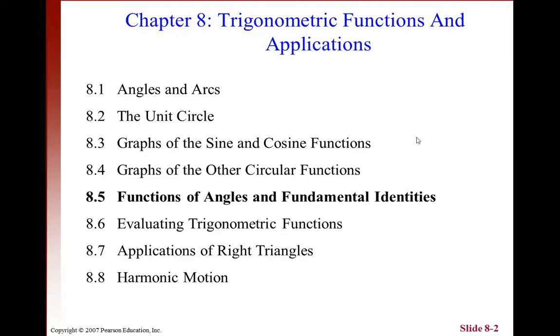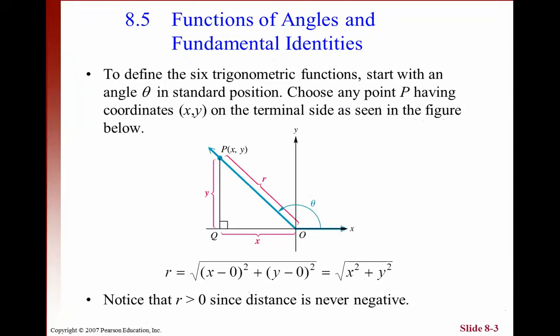Okay, this is section 8.5, functions of angles and some fundamental identities. So we're going to define an angle like this, where it's a point in space that creates an x and a y point. That's our point in space. And if we put that on our coordinate plane, we have an x and a y axis.